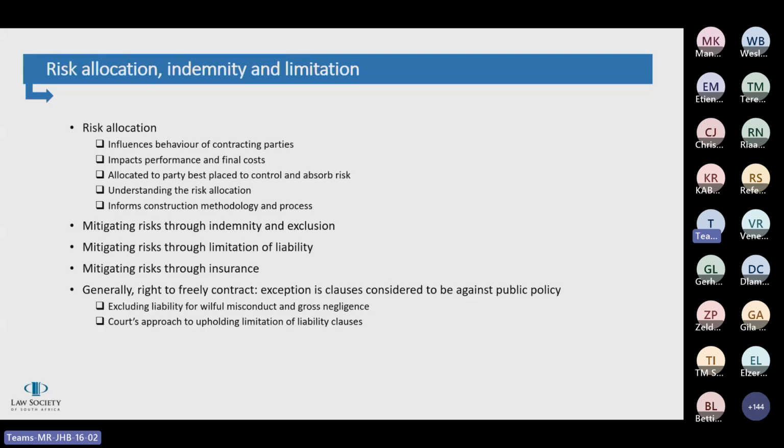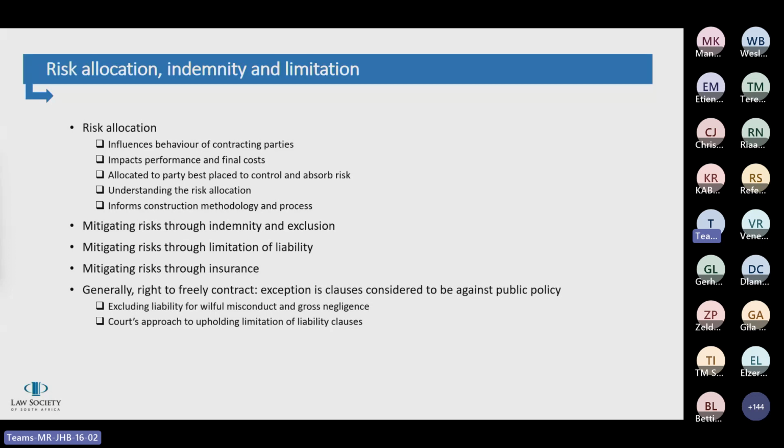So this mitigates the risks of an innocent party for which it cannot contract in an alternative manner. For example, an employer cannot use an indemnity as a defense against a claim by a third party for damage suffered on its site. But what it can do is it can rely on that indemnity clause to then transfer the claim over to the contractor.